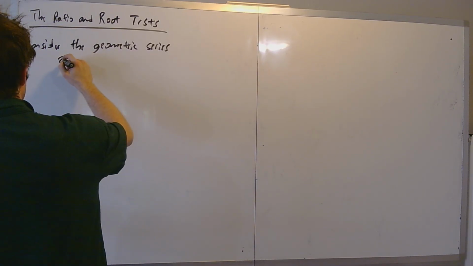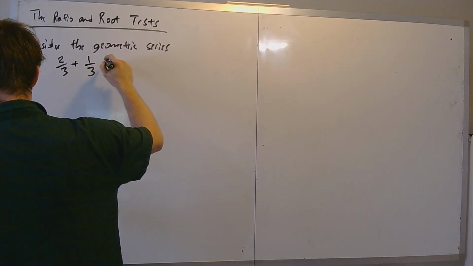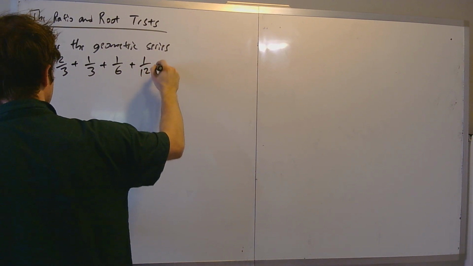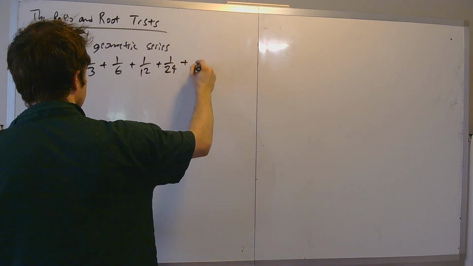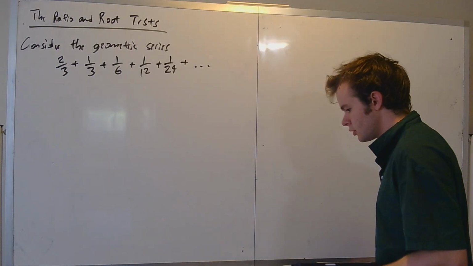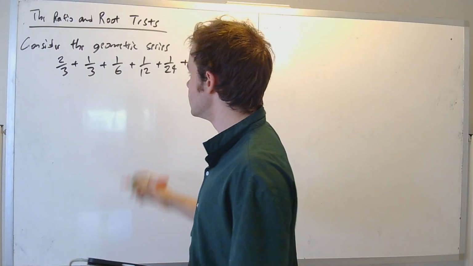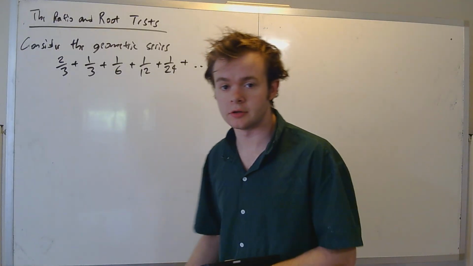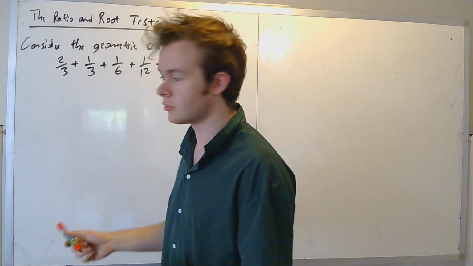So we'll have 2/3 plus 1/3 plus 1/6 plus 1/12 plus 1/24 plus dot dot dot. And we want to look at what happens when we go from one term to the next term. So in a geometric series, remember, it's always the same number that we either multiply or divide by. So here we're dividing by a 2 or multiplying by a half. Those are the same thing.